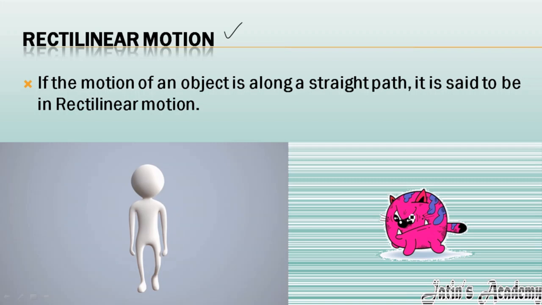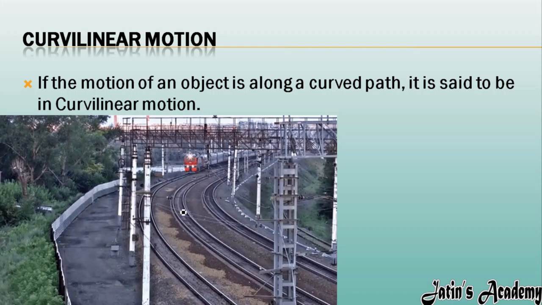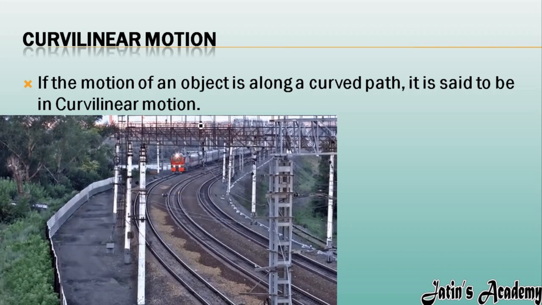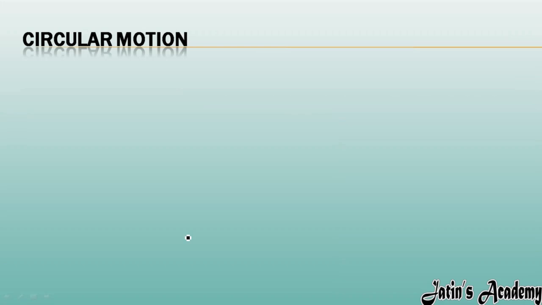Next we are having curvilinear motion. What do you mean by curvilinear motion? If the motion of an object is along a curved path, see this train is going to move in this curved path. So when an object is moving along a curved path, that object is said to be in a state of curvilinear motion. Okay, curvilinear motion means when the motion of an object is along a curved path, that is curvilinear motion.